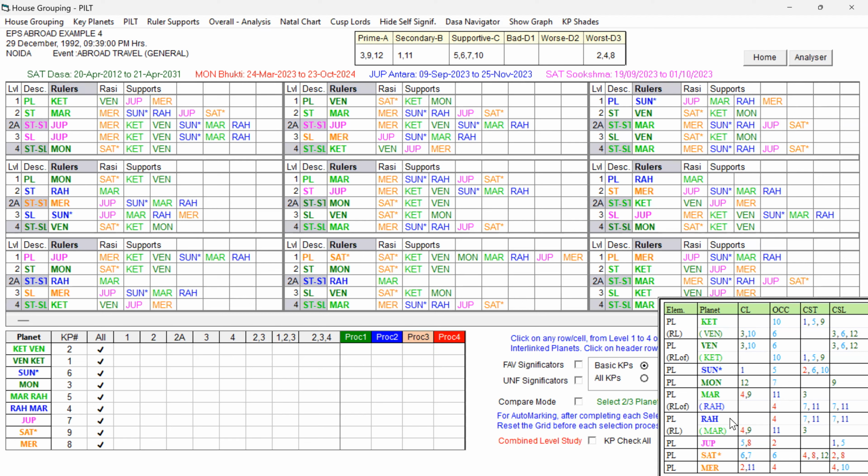Now the primary cuspal sublord is Venus, third sublord and 12th sublord and third lord. So let us check Venus. Let us check the rulers of the Venus. Venus is in the star of Mars. That Mars is a K planet. So Venus is fine and Mars is fine. And the 12 level planet is a mixed one. That is also fine because it's mixed only at the 12 level.